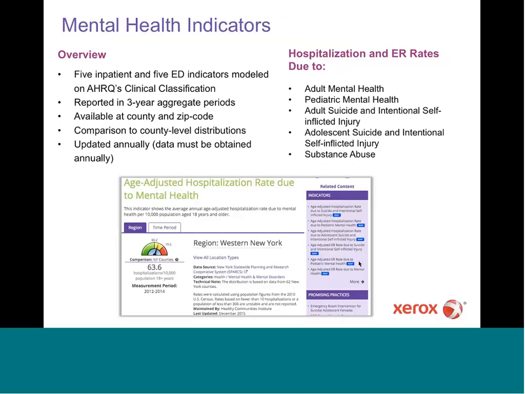In addition to the add-on of hospitalization and ER data, P2 has also purchased an additional mental health package, and so these additional 10 indicators follow the same AHRQ guidelines and are just looking at 5 inpatient and 5 outpatient measures.